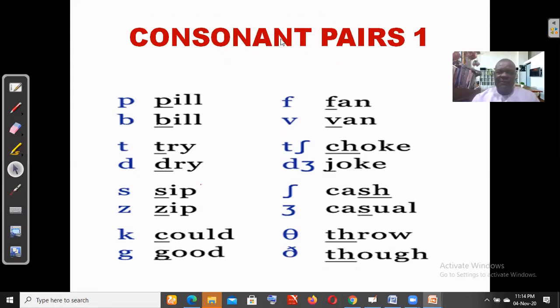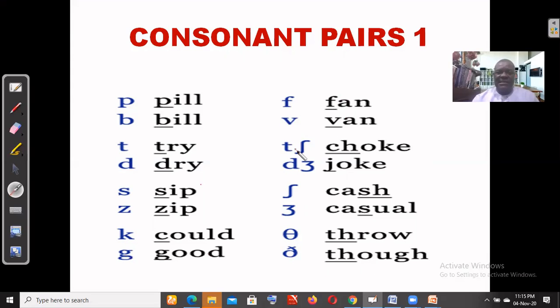This is where we have the consonant pairs, as I earlier mentioned, the voiceless and the voiced. All right, so again here we have P, which is voiceless, as in peel, B, bill, T, try, D, dry, S, sip, Z, zip, K, could, G, good. Of course, when we describe this as an alphabet, we always say G, you know, A, B, C, D, E, F, G, H. But then the sound is G, all right? All right, so then we have F, fan, V, van.